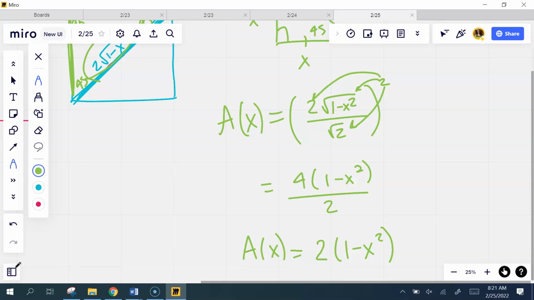And that's all you had to do for that one. You didn't have to go any further. You didn't have to actually find the volume. They just wanted you, how do you find the area of one of those shapes? That's all you had to do.